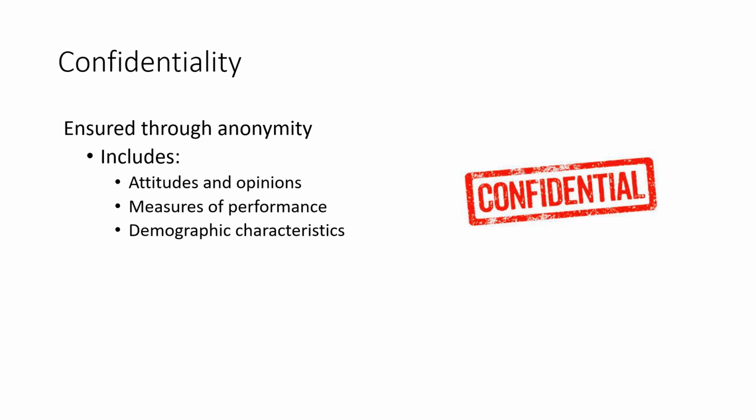The next main component of the IRB and ethical research is confidentiality. So you need anonymity throughout your entire study. Any attitudes or opinions, any measured performance, any demographic characteristics, anything you measure about your participants needs to be kept confidential. And so you get participants to sign informed consent.